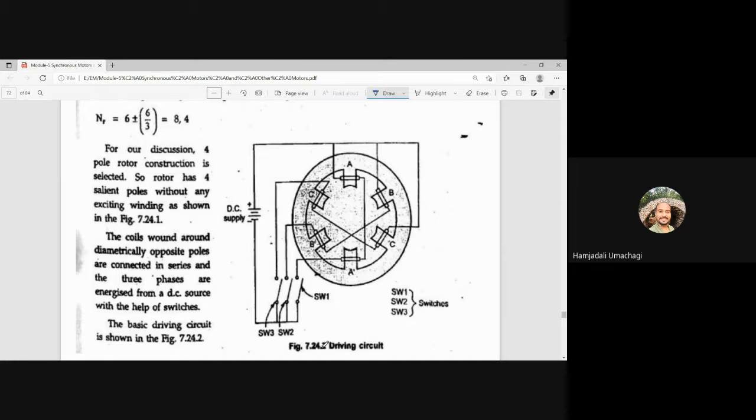Figure 7.24.2 indicates the driving circuit, where SW1, SW2, SW3 are the switches for energizing phase A, phase B, phase C. For phase A, close switch SW1. For phase B, close switch SW2, and for phase C, close switch SW3.